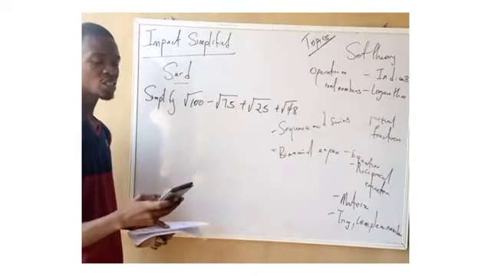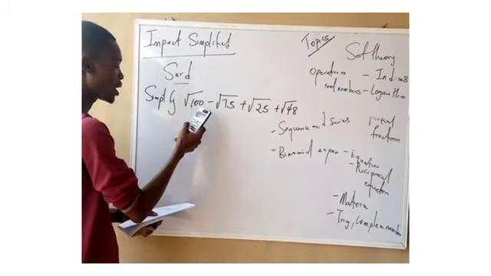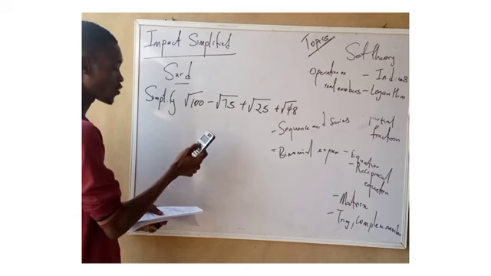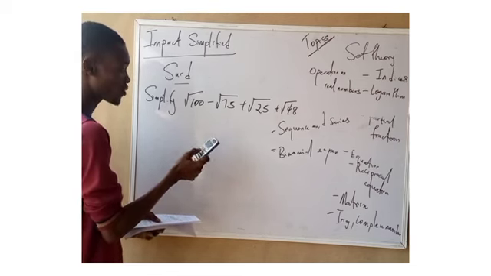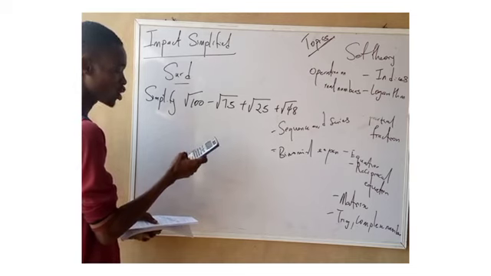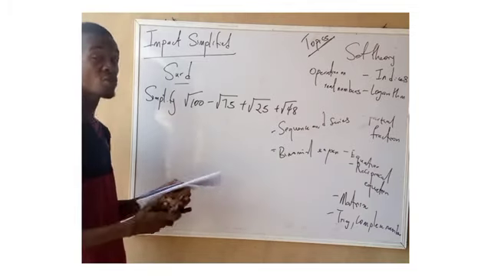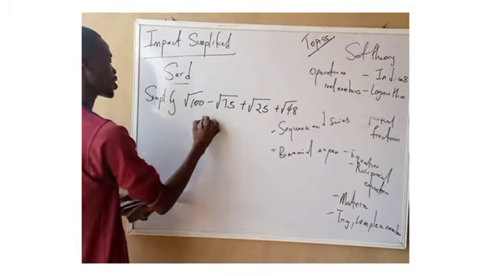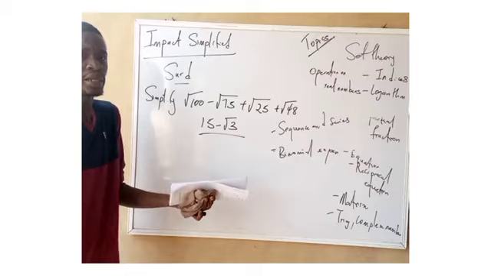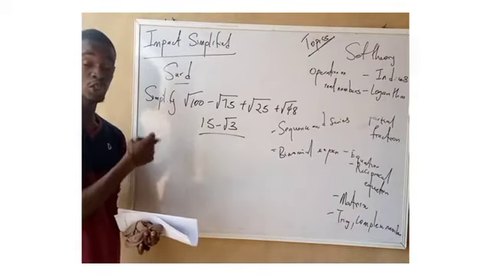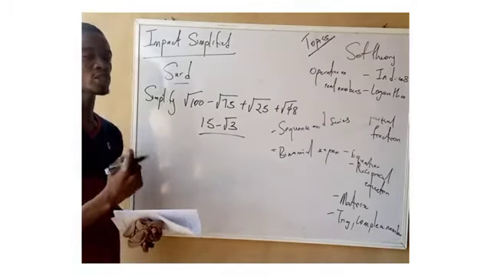Though we know how to solve them normally, you reduce everything. But because you are doing CBT, 45 seconds to solve a question. Just type it straight in your calculator. The square root of 100 minus the square root of 75 plus the square root of 25 plus the square root of 48. Then you press is equal to. Your calculator will give you your answer straight: 15 minus root 3. And then you pick your answer. So you cannot tell me that you will make use of 45 seconds to solve this. Please, you need to know the calculator hint.